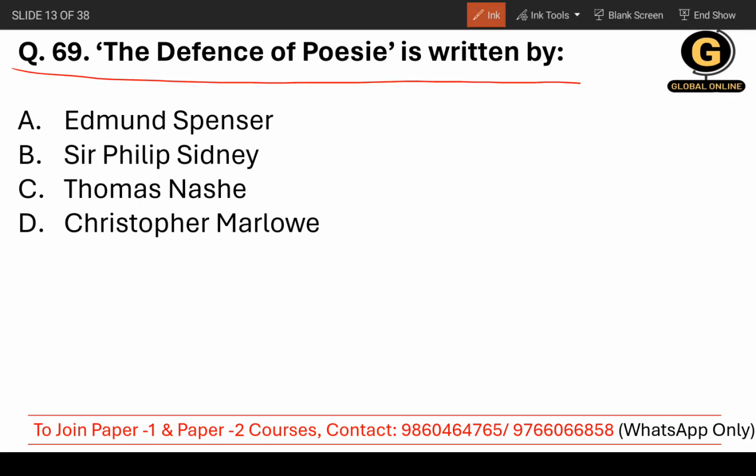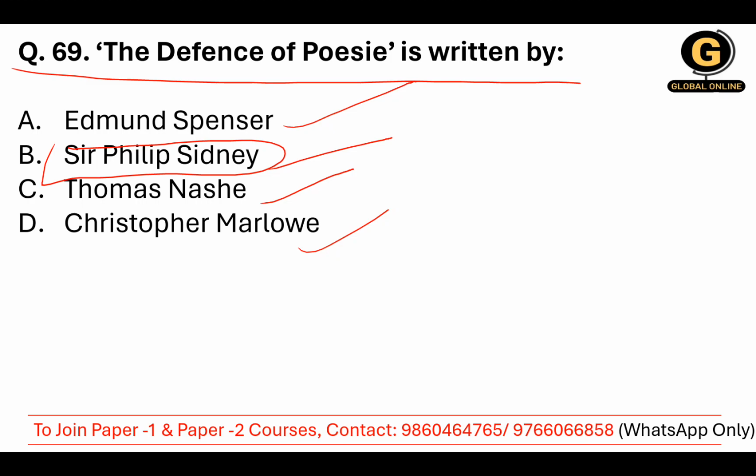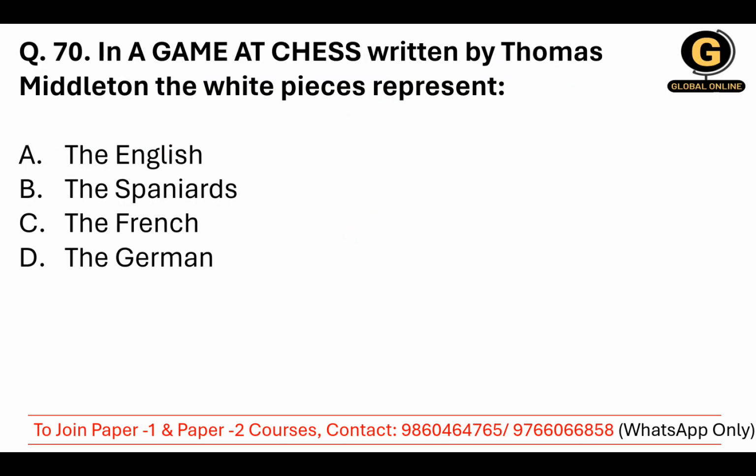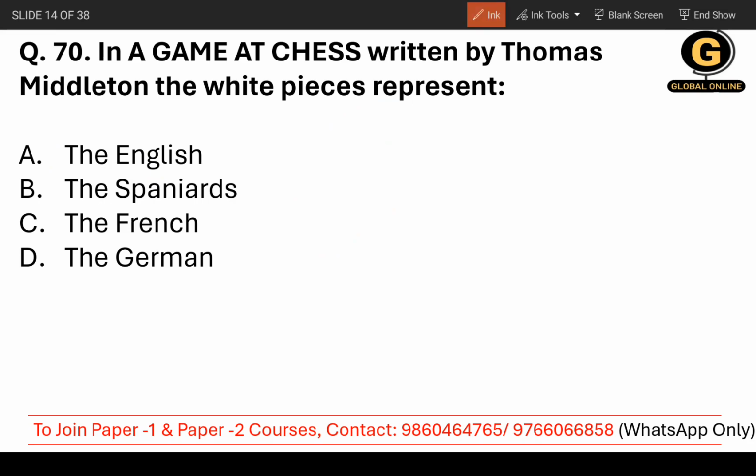The Defense of Poesy is written by, I have discussed this so many times. Who wrote the Defense of Poesy? Edmund Spenser, or Sir Philip Sidney, or Thomas Nashe, or Christopher Marlowe? I think you know it. Sir Philip Sidney is the one. And I have already discussed the publishing year and some of the details of this particular work, so I am not going to do that again.